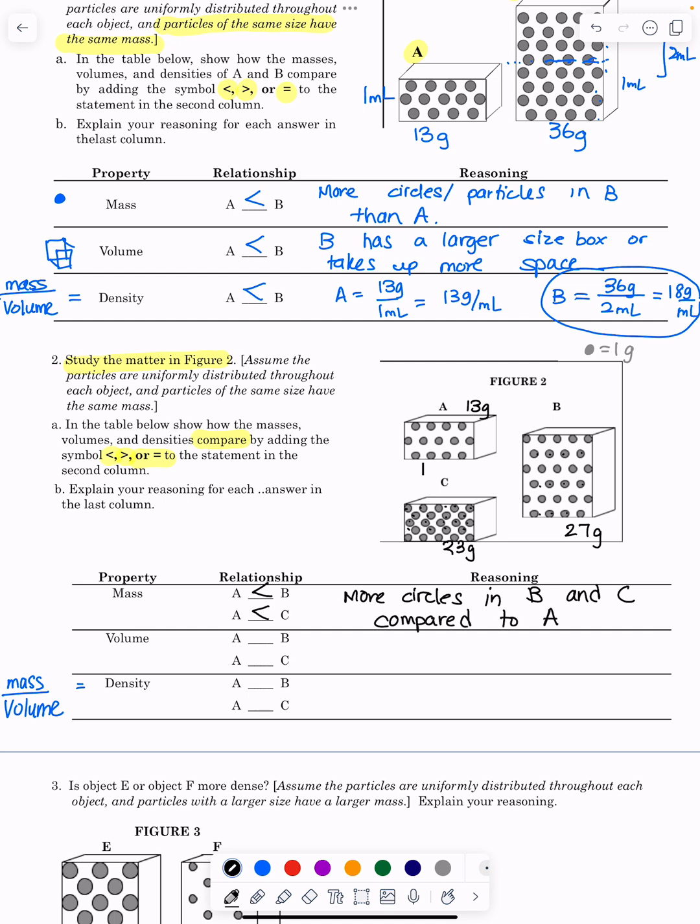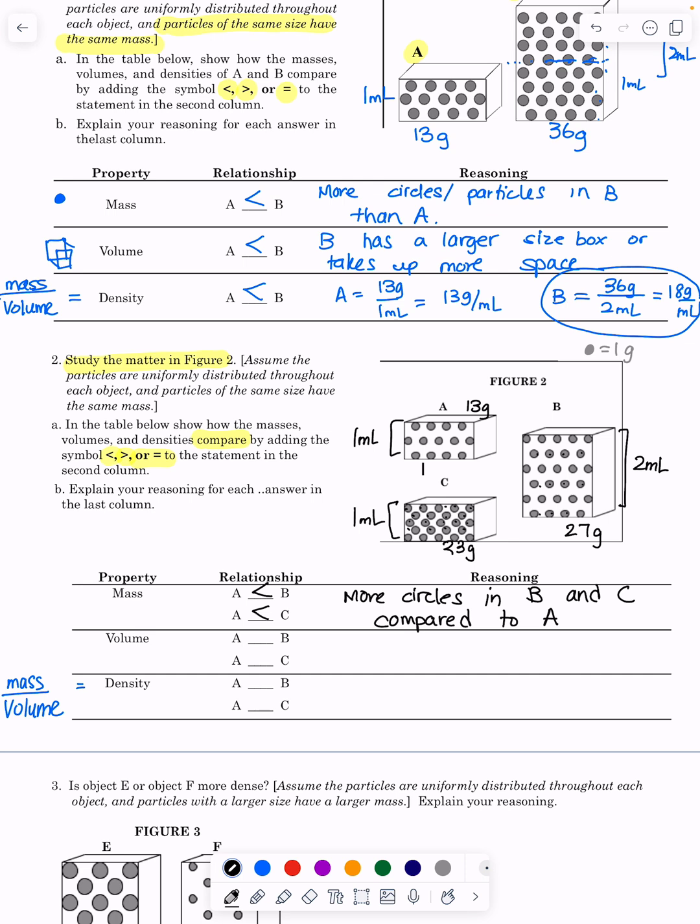Now let's look at volume. So if I look at A and B, we have that same situation as we had in the first one. Let's say this is 1 milliliter. I think B is approximately twice the size of A, so let's call that 2 milliliters. But look at C now. It looks like it's the same volume as A. We're going to call that 1 milliliter as well.